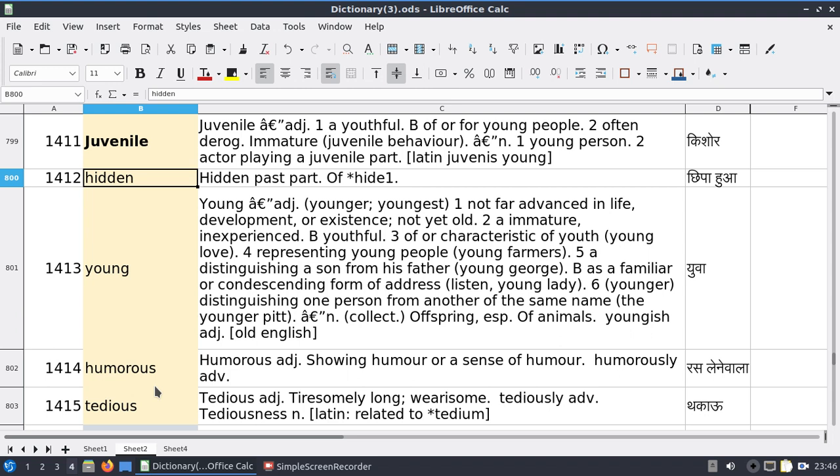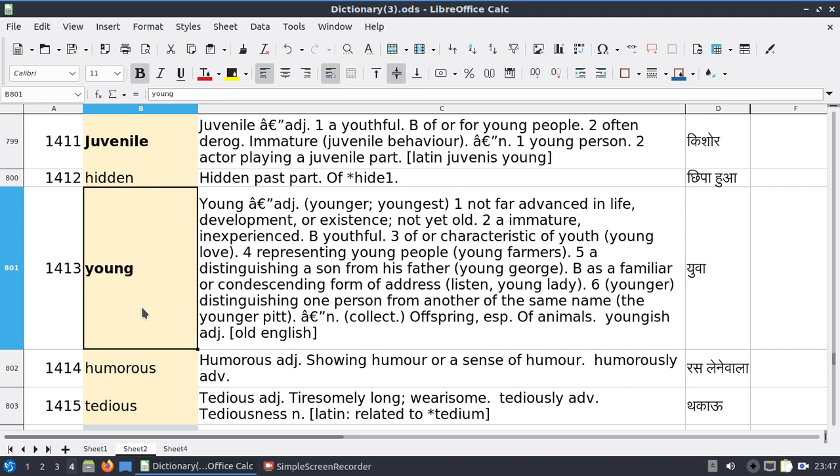Hidden. Hidden means something that you cannot see. Hidden dangers in the ocean depths. That means you don't know. These are all hidden dangers. Juvenile is young. Young is also not old, right? So juvenile means young.